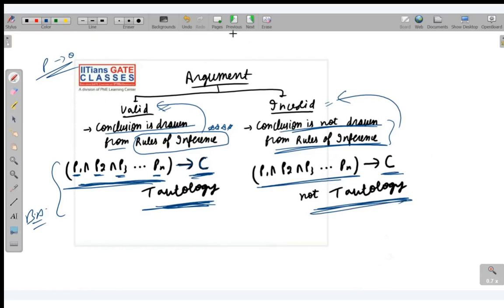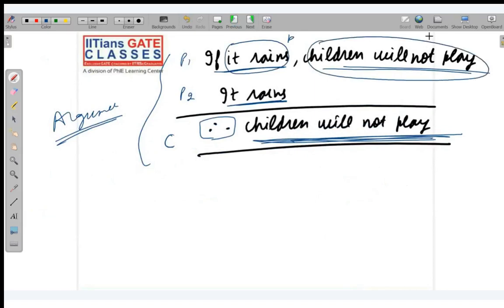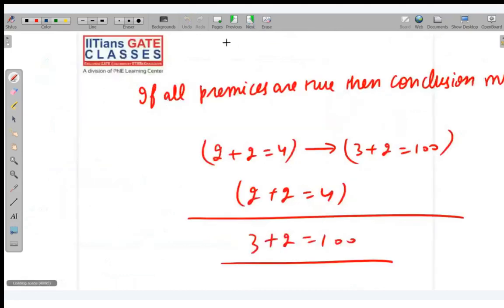If you want me to prove something like this, let me show you here. Let me jump to the previous slide. You will get more clarity. See this. If it rains, you take it as P. Children will not play, you take it as Q. So if P then Q, so P implies Q. It rains is P. So what I am saying is P implies Q and P. And the conclusion is what? Therefore Q: children will not play. So I have drawn the conclusion Q. From the Boolean algebra kind of thing, it should be a tautology. So let me show you the tautology.